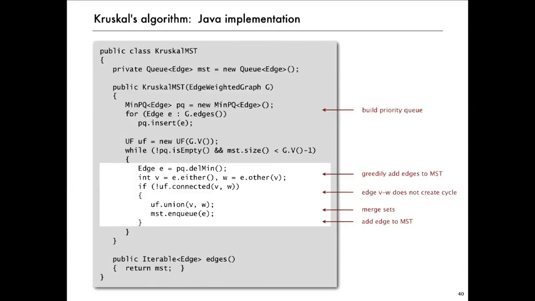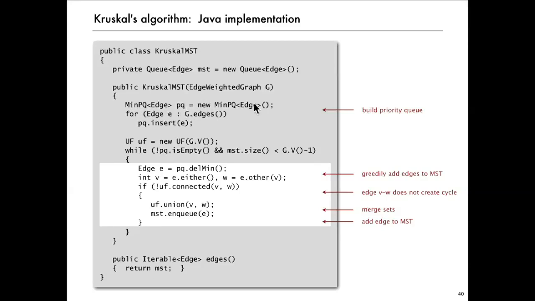Now, to consider the edges in order, we'll use a priority queue, a modern data structure. Let's take a look at every line in this implementation of Kruskal's algorithm. We're going to have a queue of edges. That's how we're going to represent the MST. It could be a stack or a bag, but we'll use a queue. And then the Kruskal MST algorithm takes a graph, and it's going to compute the MST in this MST. And to do that, it's going to use a min priority queue, a minimum oriented priority queue of edges.